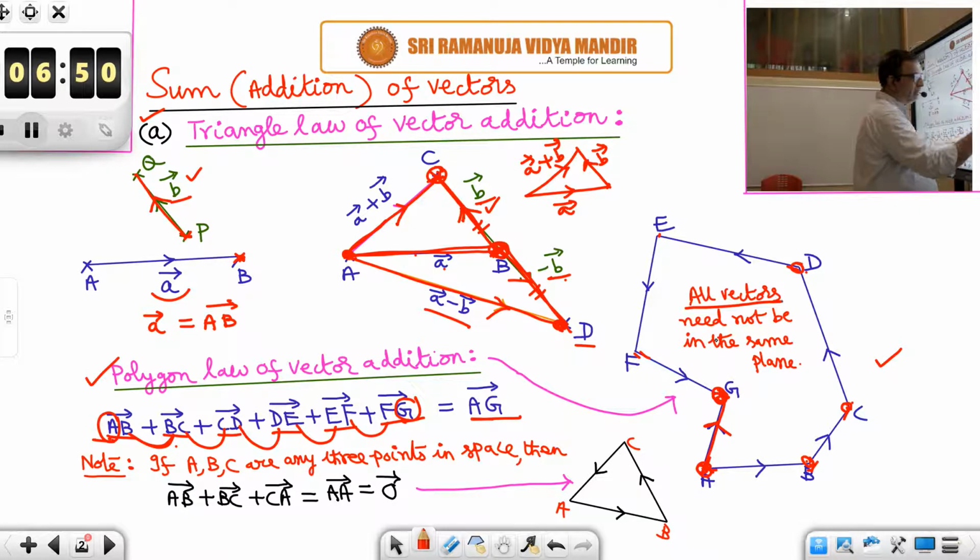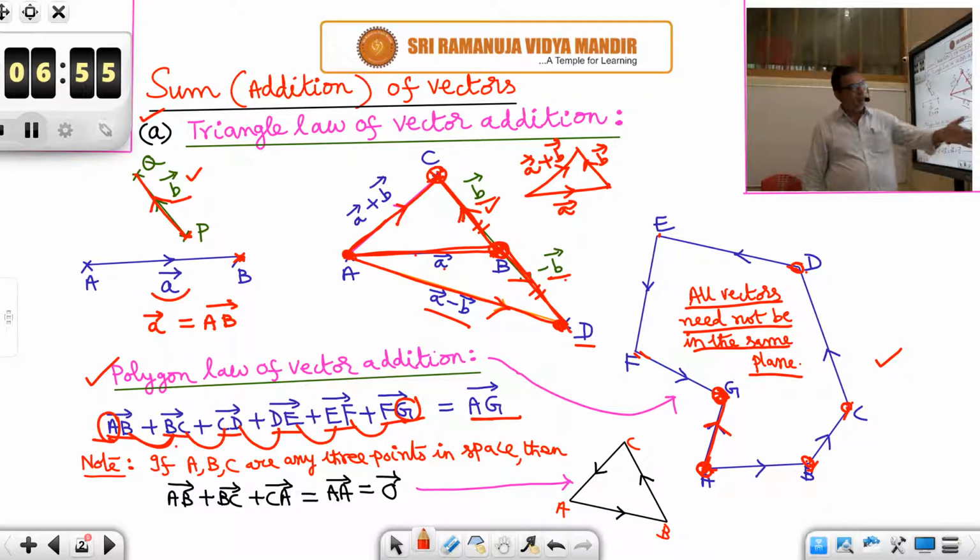All the vectors need not be in the same plane. That is also important. I have shown them in the same plane of the board, but they need not be in the same plane. They can go out of the plane. Suppose CD bar may be coming out of the plane, DE bar again going into the plane. So there may be 3-dimensional vectors not in the same plane. So this is called the polygon law of addition of vectors. This is very easy. Is it not? Polygon law is very easy to understand.